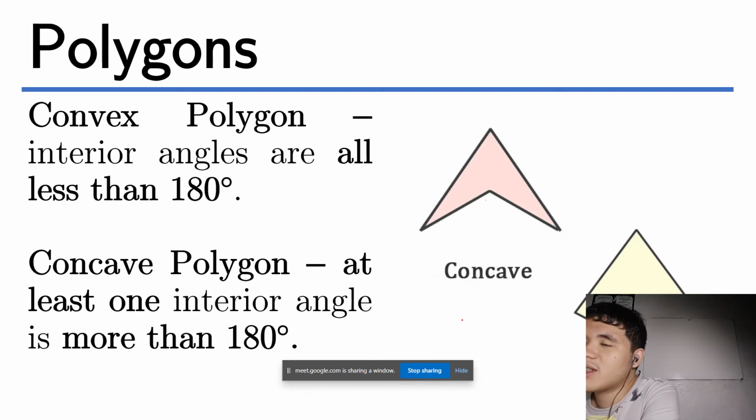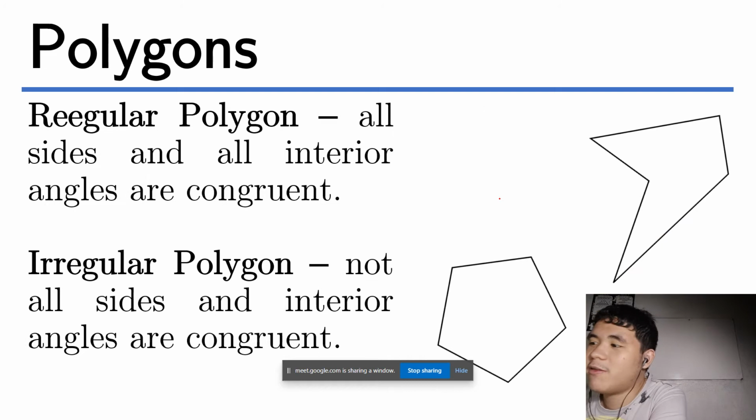Then, ito pa, more types of polygons. Convex polygon, interior angles are all less than 180, parang ito, no? Ayan, lahat yan less than 180. Then, a concave polygon, ayan, merong isa na more than 180 degrees. Ayan, pag ganon, concave polygon ang tawag. So, we'll be dealing mostly with convex polygons, no? Then, ang more types of polygons, according to sides and angle measures, mali ako ng spelling. Let me correct that na nga.